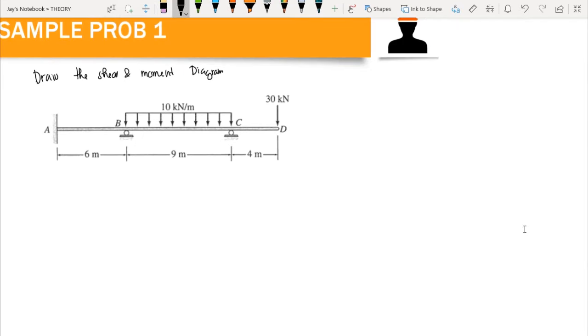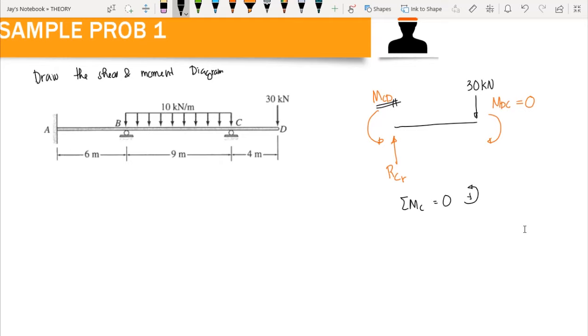And lastly, we have member CD, which is an overhang. So we have here RCR, and we have here moment CD, and moment DC. But since point D in the beam is a free end, MDC is equal to 0. That means we don't need to create a slope deflection equation here because we can compute MCD directly. Since this is an overhang beam, by just summing up moments at C equal to 0, counterclockwise positive, we would get the value of MCD, our end member moment.